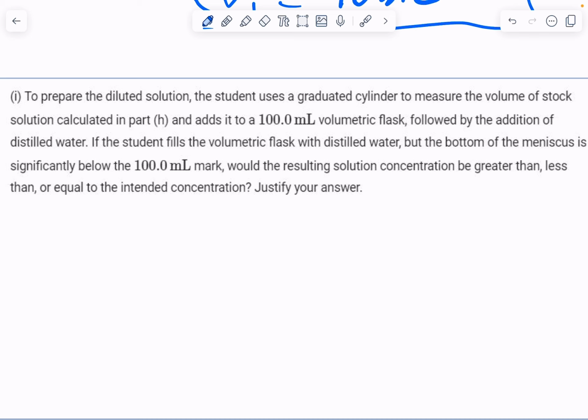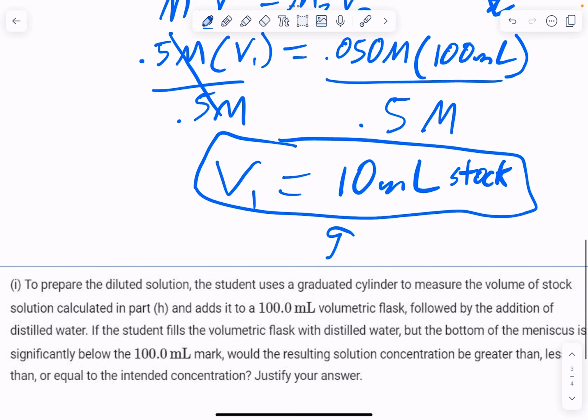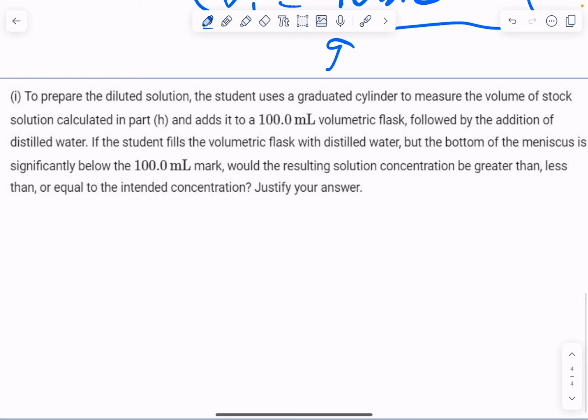To prepare the diluted solution, the student uses a graduated cylinder to measure the volume of stock solution calculated in part H. So they grabbed this 10 milliliters right here, and then add it to a 100 milliliter volumetric flask, followed by the addition of distilled water. If the student then fills the volumetric flask with distilled water, but the bottom of the meniscus is significantly below the 100 milliliter mark, would the resulting solution concentration be greater than, less than, or equal to the intended concentration?